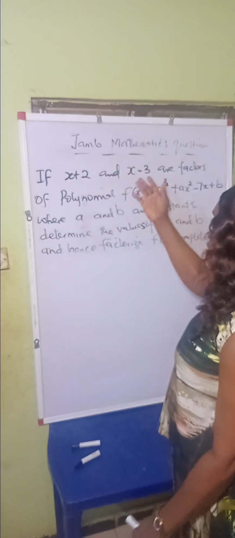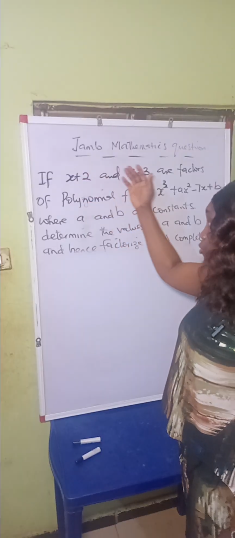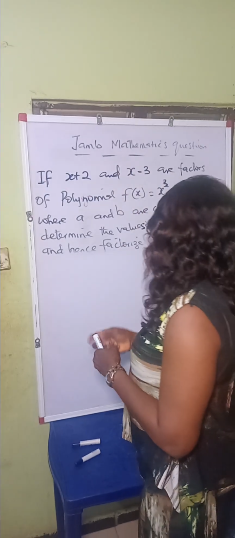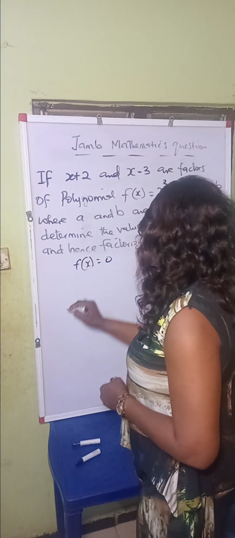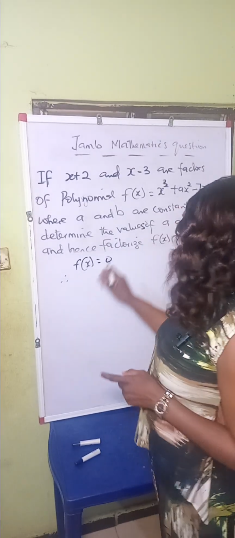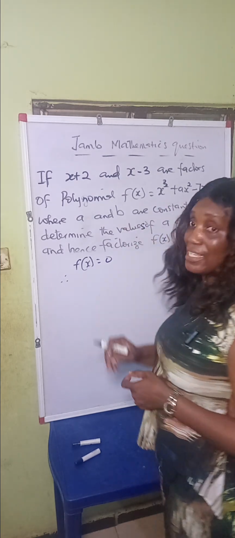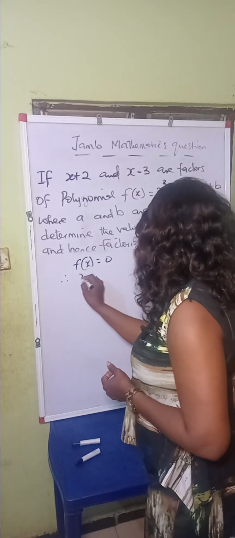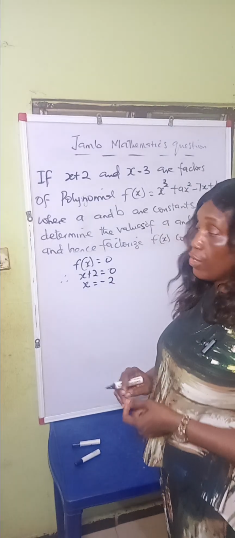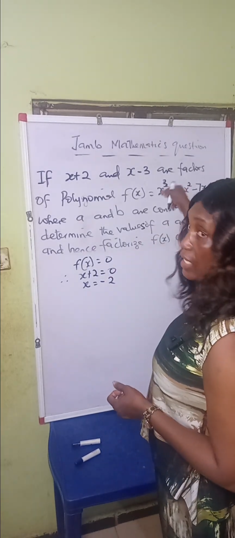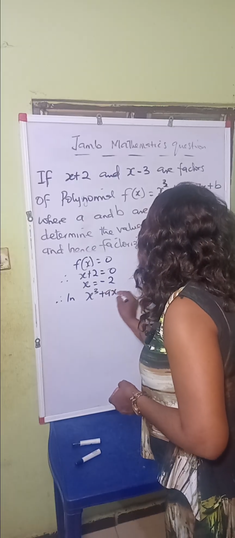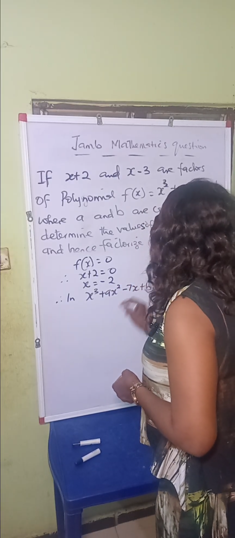So now these are the factors. In this polynomial, we're considering using factors. We have the remainder theorem, we have the factor theorem, okay? So we are using the factor theorem, where f of x is equal to 0. Therefore, I'm picking one of these factors to find the value of x, so that I can substitute in this algebraic expression. So I have that x plus 2 is equal to 0, so x will now be minus 2, okay? So this minus 2 is what I'm going to substitute in x cubed plus ax squared minus 7x plus b.